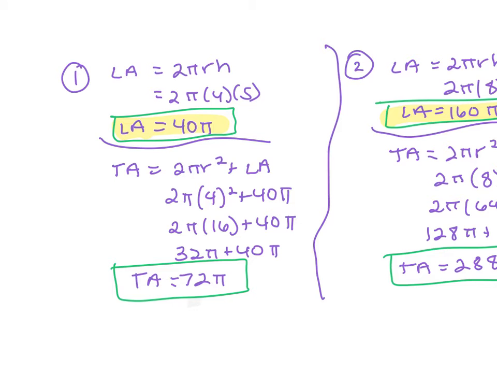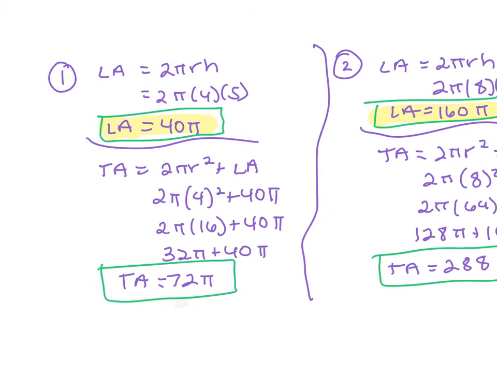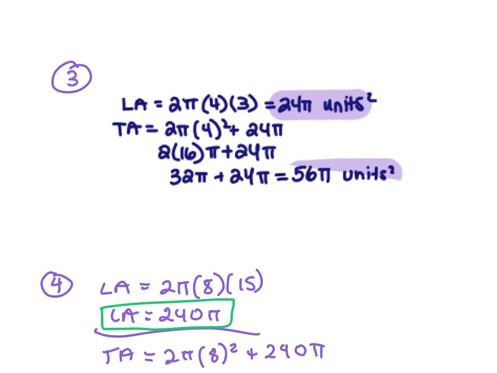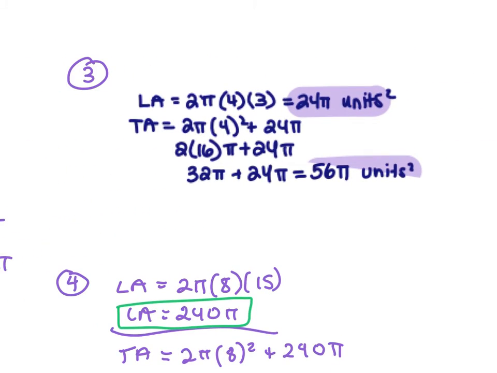Everybody good on 1? Okay, here's number 2. Same formulas. So lateral area is 2 pi r height. Plug everything in, get 160 pi, and then total area is 288 pi. Pretty good on that. Number 3. Lateral area 24 pi, total area 56 pi.